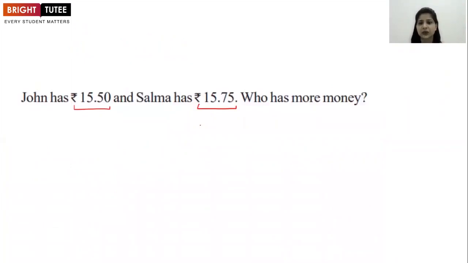Now we will discuss this question. Now we know what decimal numbers are, how we write them, and what their representation is. Now John has 15.50 rupees and Salma has 15.75 rupees. Who has more money? How do we compare the decimals? As we have already discussed in our classes, let me write the numbers: 15.50 and 15.75.